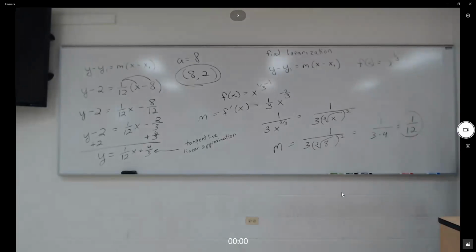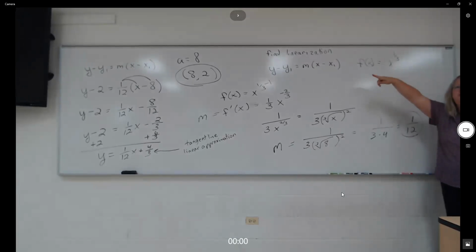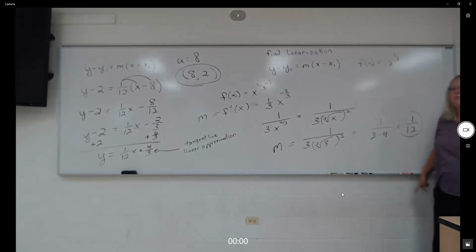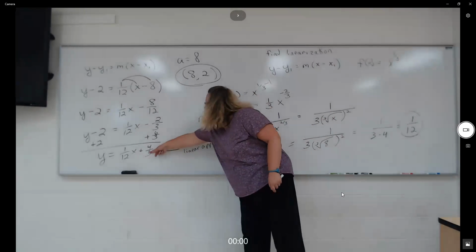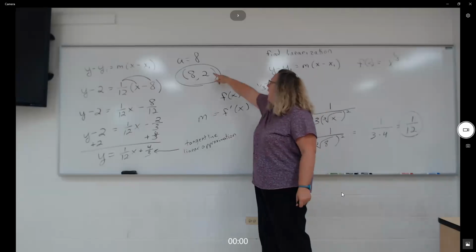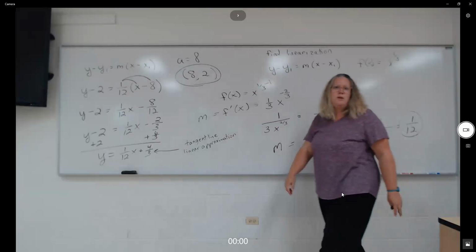But what number do I have to be around? X cannot be like 20. X would have to be very close to 8. If I want to use this instead of x to the 1/3, I gotta pick numbers around 8.